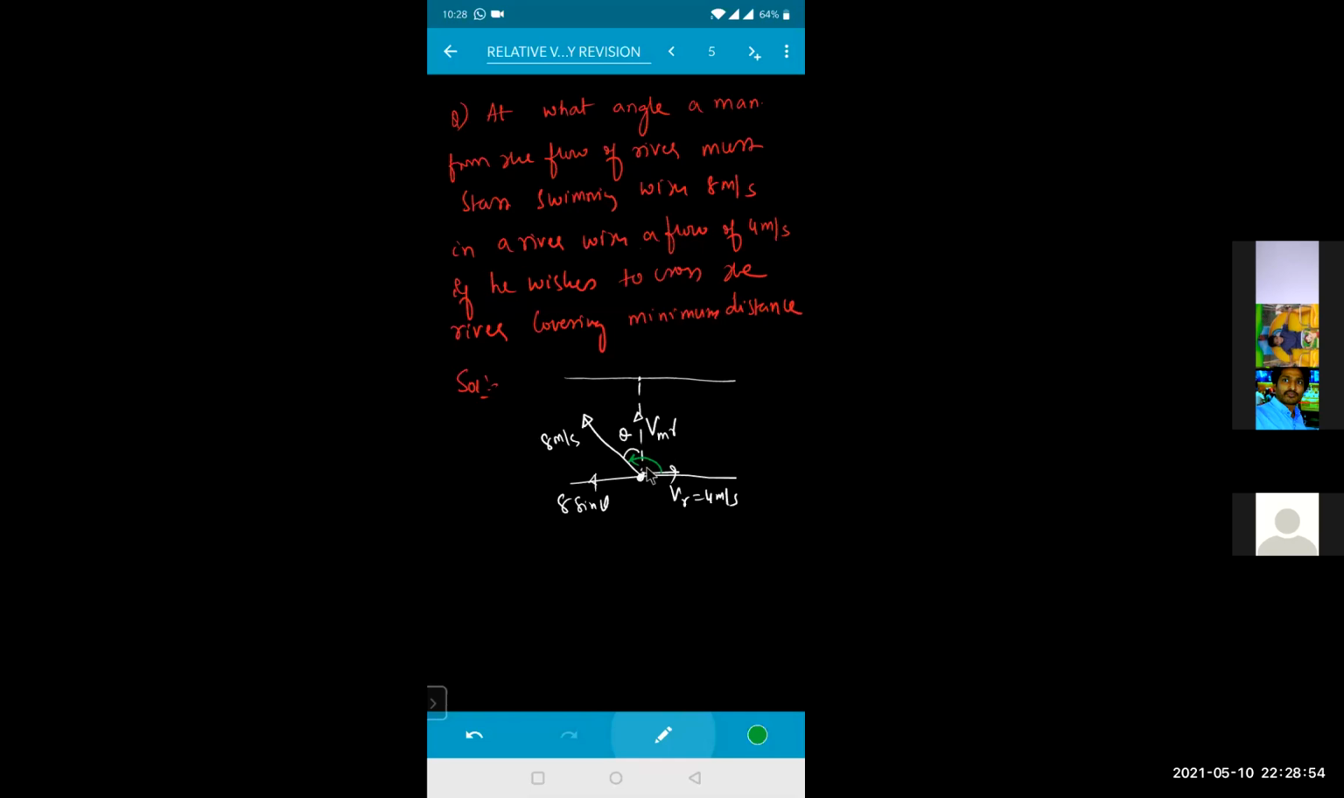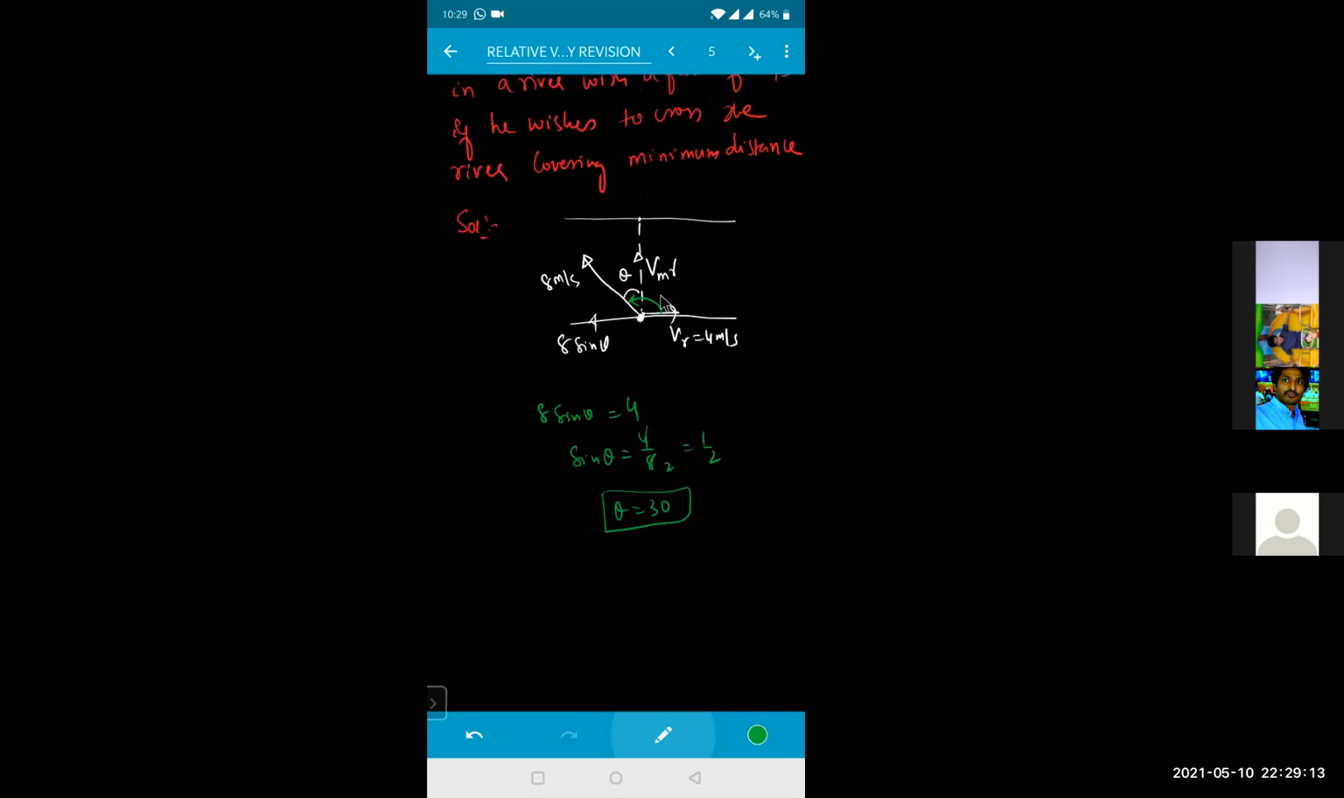So what is this theta angle? Can anyone tell me? 8 sin theta must equal 4. That means sin theta will be equal to 4 by 8, which is 1 by 2. That means theta will be equal to 30 degrees. So if theta is 30 degrees, this alpha value will be equal to 90 plus 30. That means he should make an angle of 120 degrees with the shore, or 30 degrees with the vertical. Is that clear? Yes, sir. The question is simple, isn't it? Yes, sir.